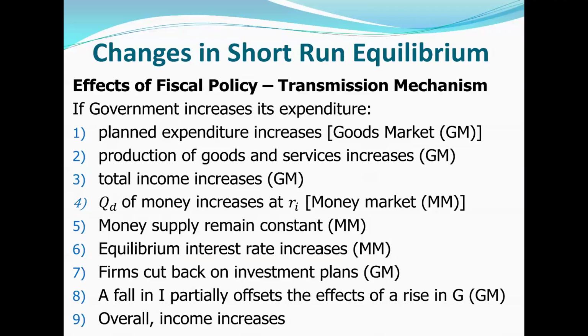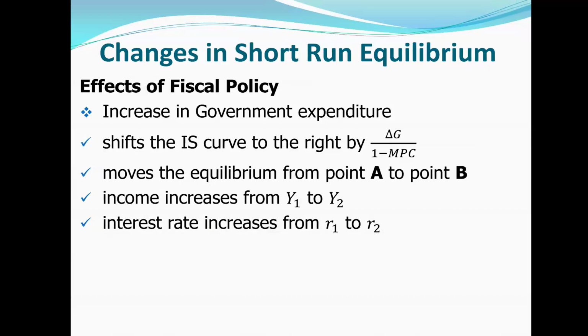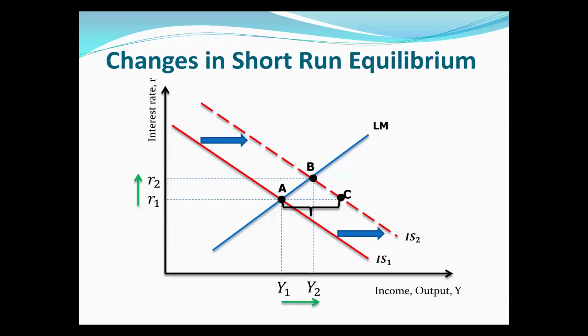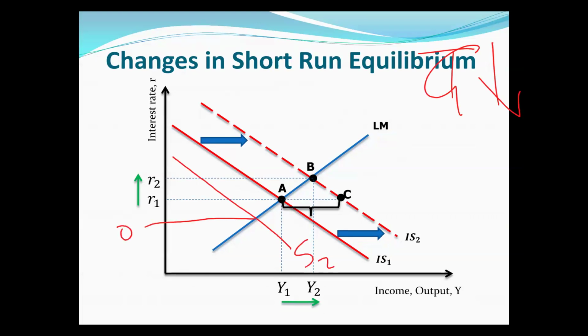Then the question is, what if it is the opposite change? It's a reduction. What if it's a reduction now in government expenditure? A reduction in government expenditure will cause a shift of the IS to the left, or downward. Interest rates will reduce, and also income will reduce. Sharp. No need of suffering.